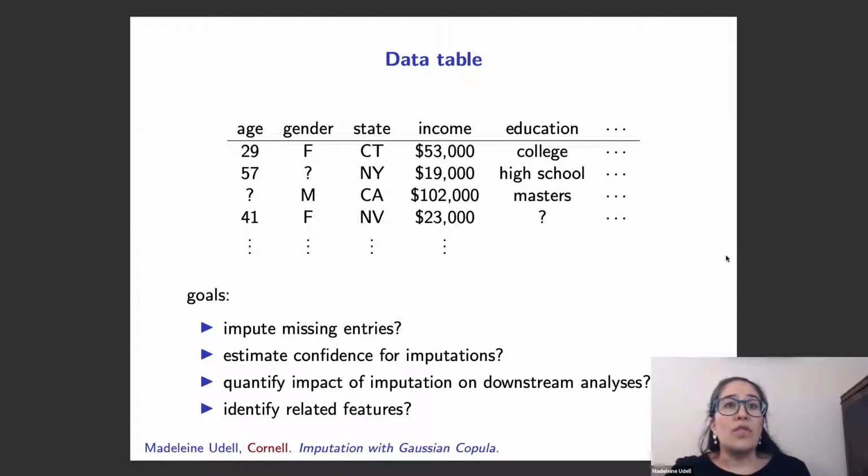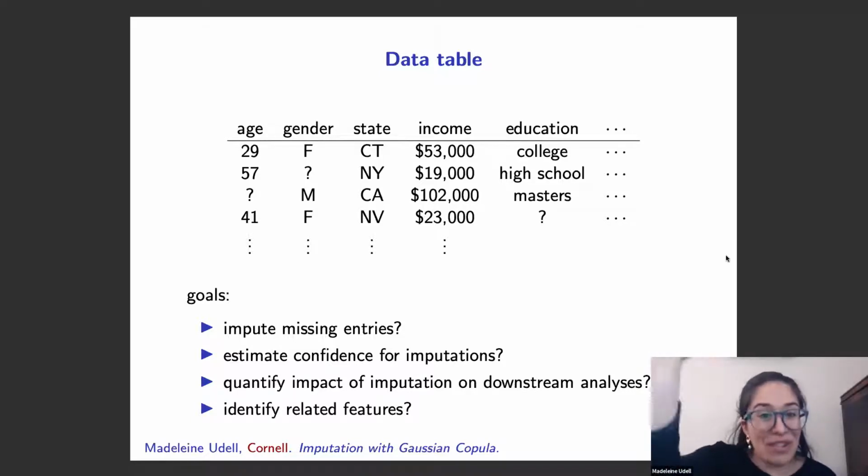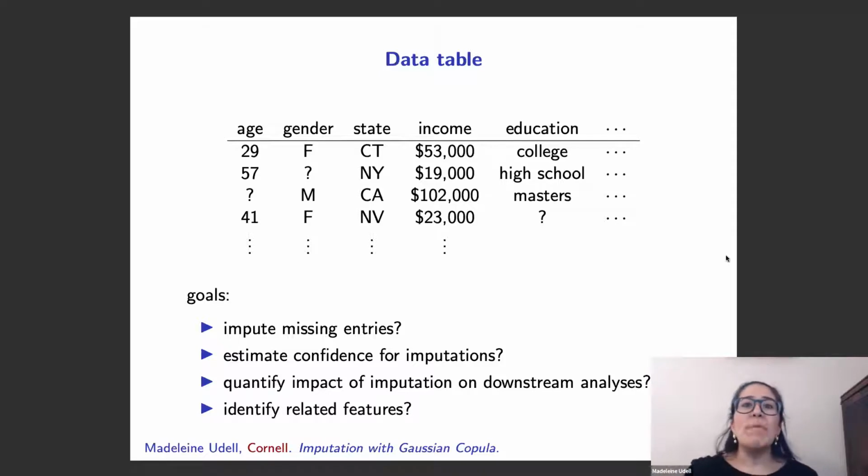Okay, so our goals might be things like imputing missing entries, estimating the confidence of our imputations. Are you very confident about this imputation, or are you just wildly guessing? To quantify the impact of these imputations on downstream analysis, this is a pretty common workflow: first you impute values and then you do some analysis, and you might want to understand how much information you have lost or possibly corrupted by doing those imputations. And could you identify which features are similar to each other? Maybe you're buying a bunch of data from a vendor that's redundant with data you already have. You might want to know that.